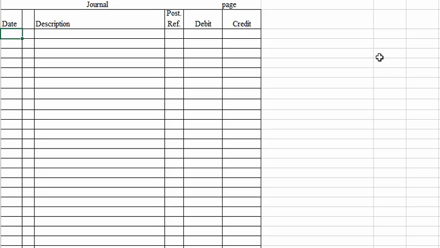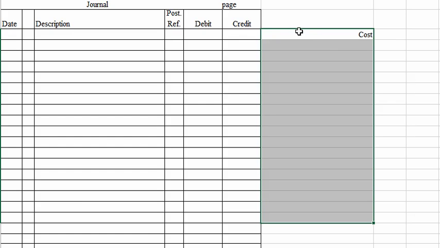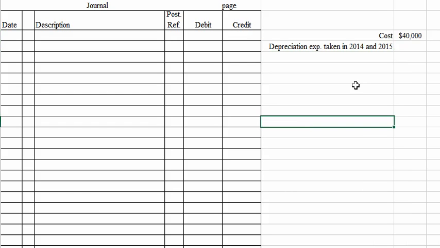Okay, so this is going to take some calculations over here to the side. So I'm going to start with our cost. I believe I'll right justify these. Okay, our cost was $40,000. Then we're going to want to subtract from the cost depreciation expense taken in 2014 and 2015. Okay, well, we were depreciating it using the straight line method.